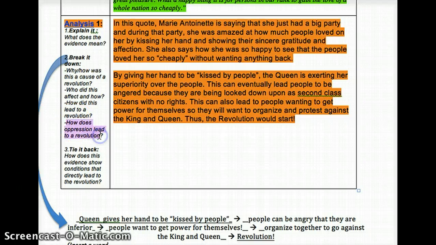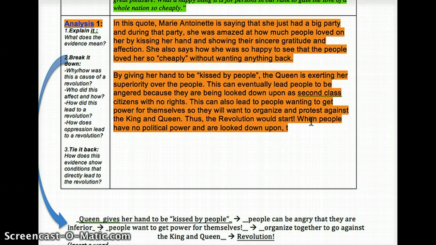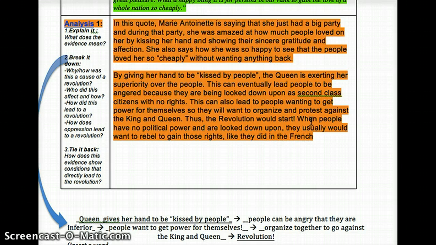So how does oppression lead to revolution? Maybe I could also address this. When people have no political power and are looked down upon, they usually would want to rebel to gain those rights, like they did in the French Revolution. Okay, so now I've broken down the quote to say how it leads to revolution.